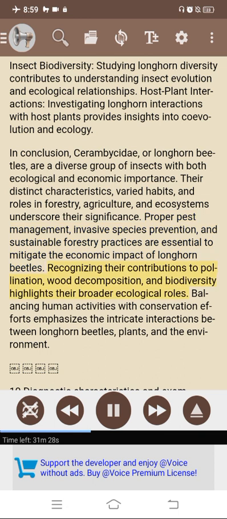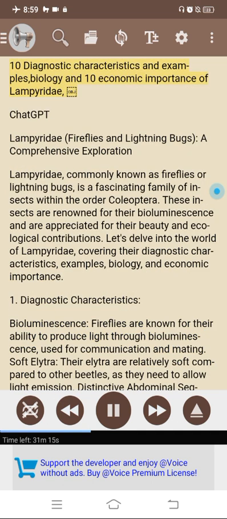Recognizing their contributions to pollination, wood decomposition, and biodiversity highlights their broader ecological roles. Balancing human activities with conservation efforts emphasizes the intricate interactions between longhorn beetles, plants, and the environment. 10 diagnostic characteristics and examples, biology and 10 economic importance of Lampyridae.